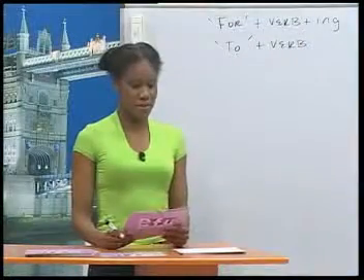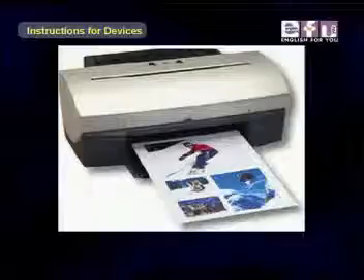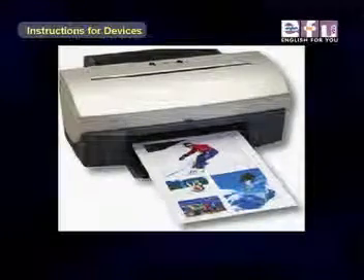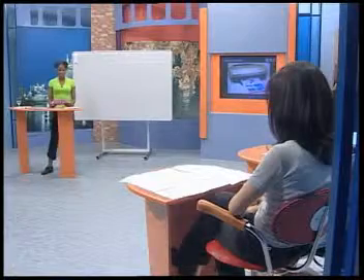We use a photocopier to make a copy of a document. A document is a piece of paper with writing or pictures on it. Photocopiers make copies really fast and sometimes make copies in color. Yes, that's correct. All right, now our last machine is a printer. What do we use a printer for, Linda?